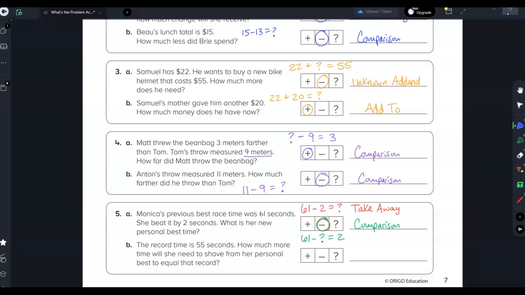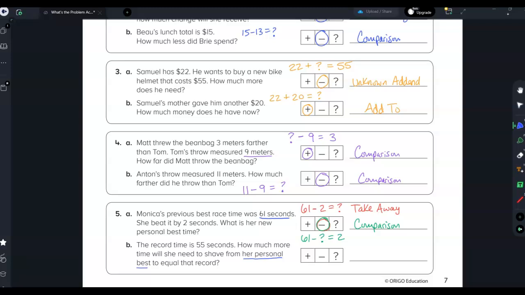So if we think of it, her record time is 55 seconds. How much more time will she need to shave from her personal best to equal that record, right? So she's trying to get to that 55 seconds, and we want to know how much she's going to need to shave off of that personal best time to get there. I think this can be a little confusing because we're combining these two parts. When it says her personal best time, I don't think it's super clear here, and they should probably clarify that a little bit better, whether they're talking about the 61 seconds or, technically, if we had solved part A, 61 minus 2 would be 59 seconds.